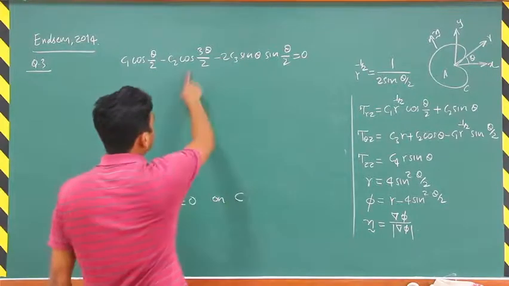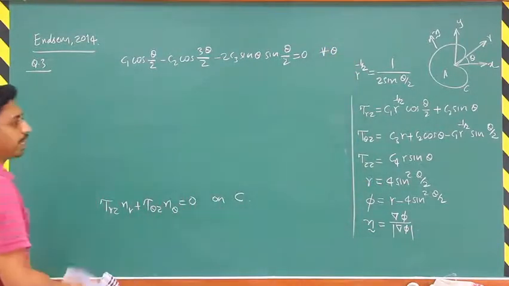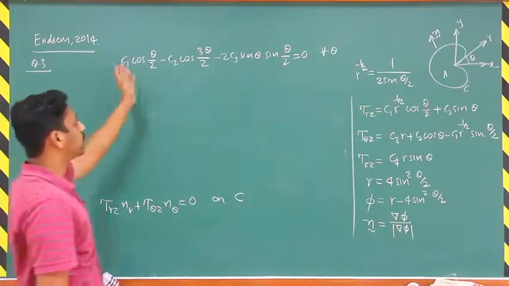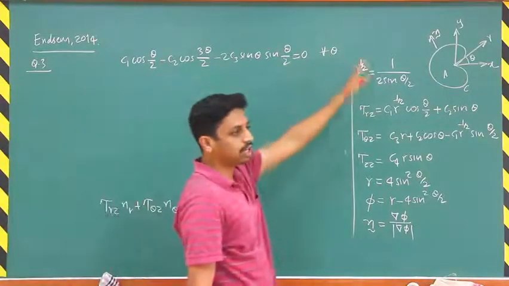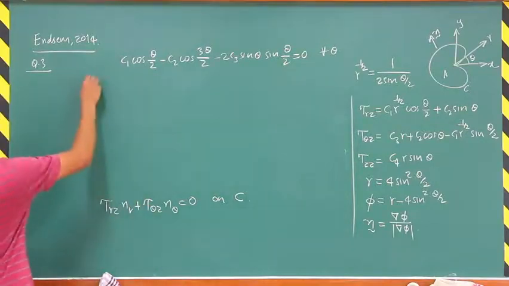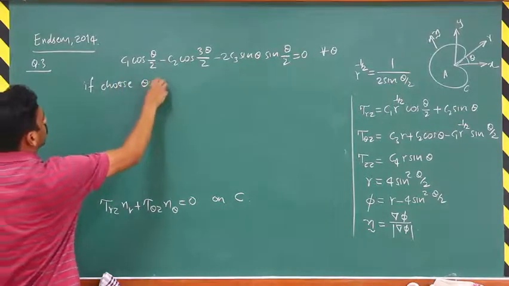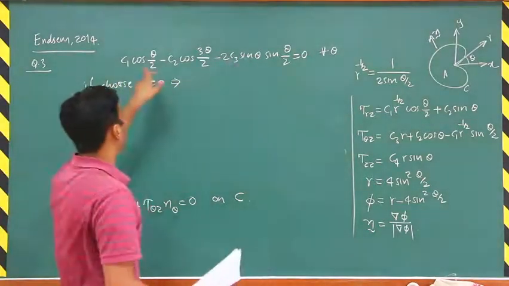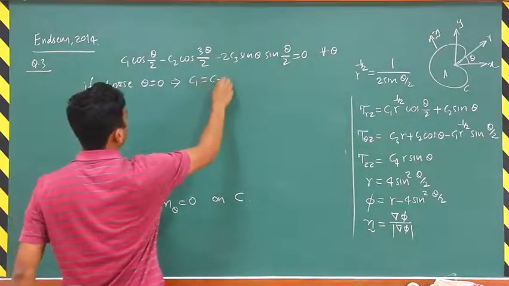Now, as this expression is valid for all theta, one can in principle use the trigonometric relations to find out the relation between these constants. Otherwise, as this expression is valid for all theta, we can make certain choices of theta. So let's see. If we choose theta to be equal to 0, this term will go away and we get the relation between C1 and C2. So we get C1 equal to C2.